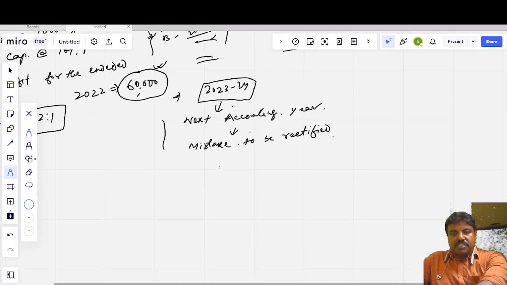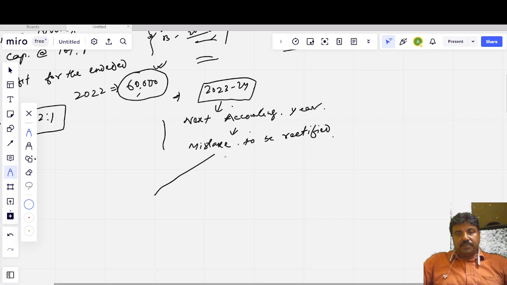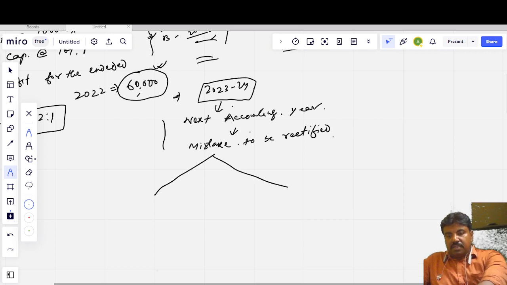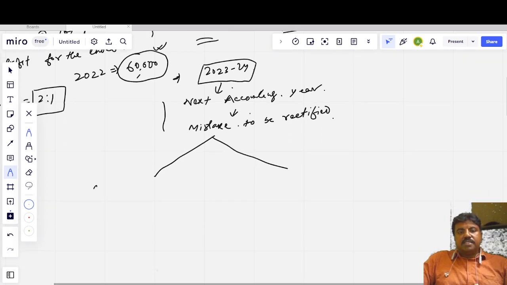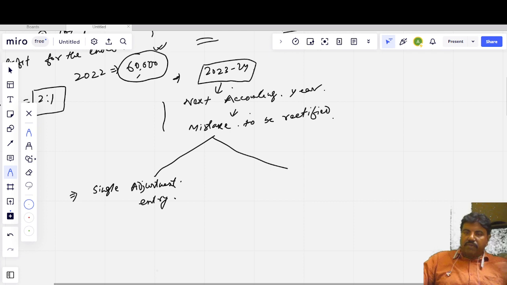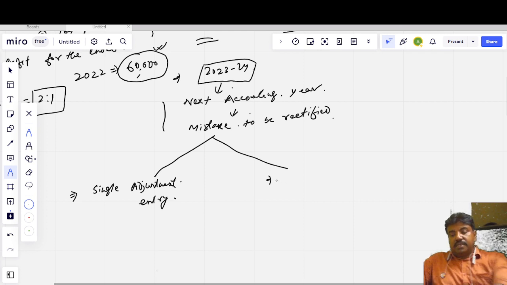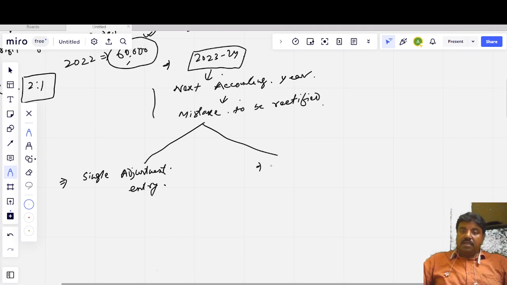Now, to rectify this mistake, there are two ways. The first way is just by passing a single adjustment entry. Whatever mistake we made, we can rectify that mistake by passing a single adjustment entry. And another way is this: the first step is reversing the mistake we made earlier, and then we will try to give the correct effect.